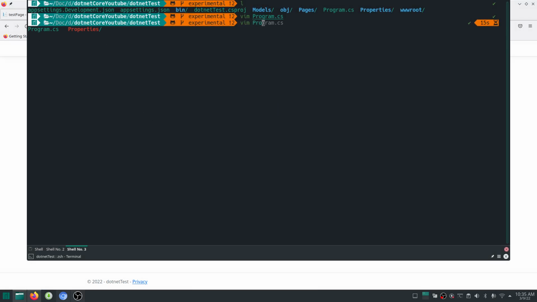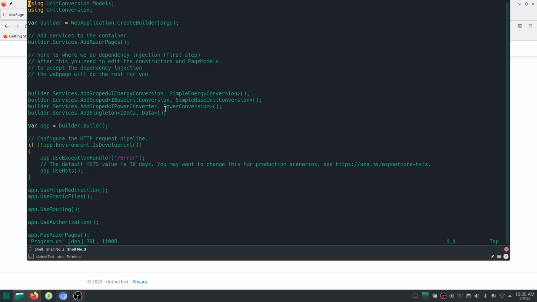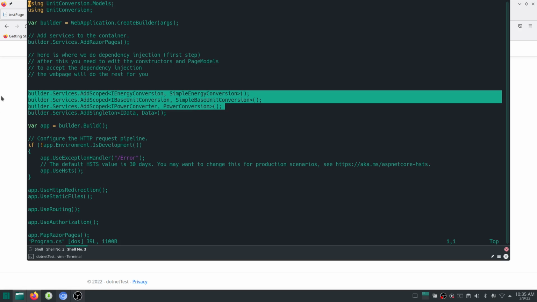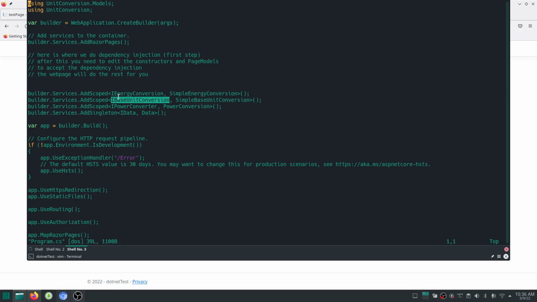So let's go to program.cs. That's where we start injecting our dependencies. I want you to pay attention to this part, and this is under my experimental branch. I may or may not change it in future, but as of today, the code looks like this. I'm adding a few scoped services. Remember, services are just special classes which you add here, and they can be injected as dependencies into your page model.